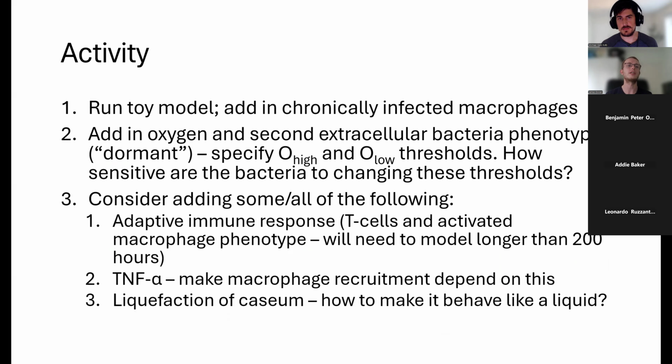And then potentially as an activity, the first thing you do would be maybe trying to incorporate chronically infected macrophages. So this notion that if they phagocytose enough bacteria, then they'll eventually burst. So you may want to add that into the code.